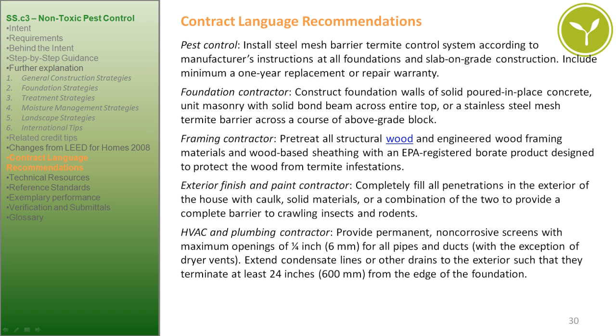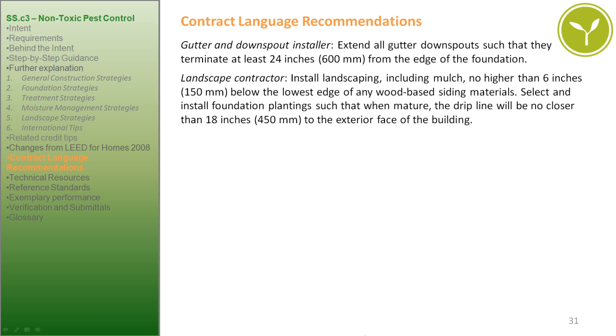Extend condensate lines or other drains to the exterior such that they terminate at least 24 inches or 600 mm from the edge of the foundation. Gutter and downspout installer. Extend all gutter downspouts such that they terminate at least 24 inches or 600 mm from the edge of the foundation.